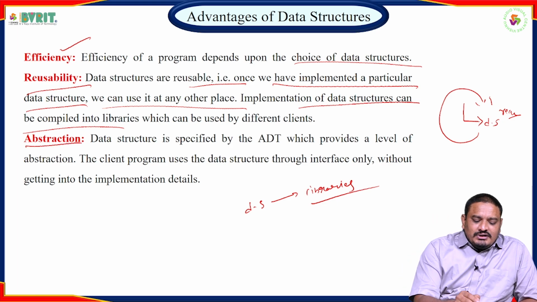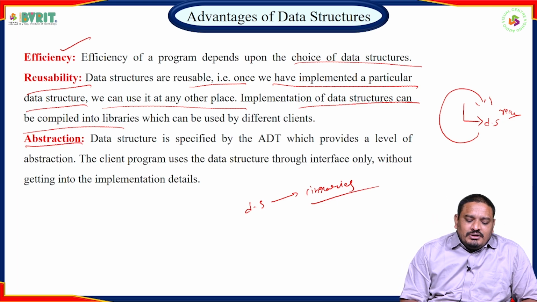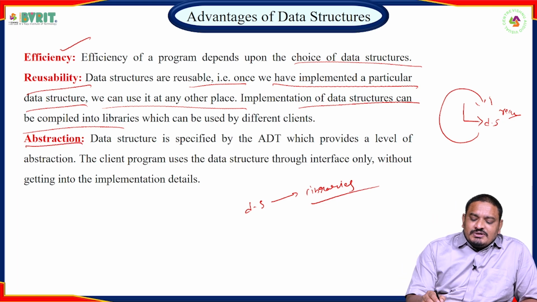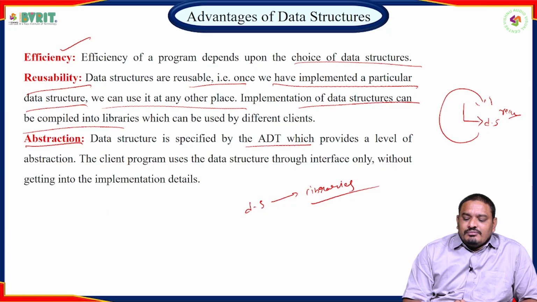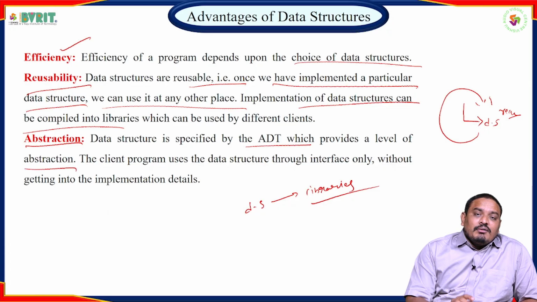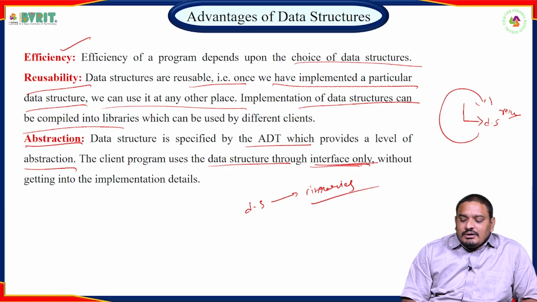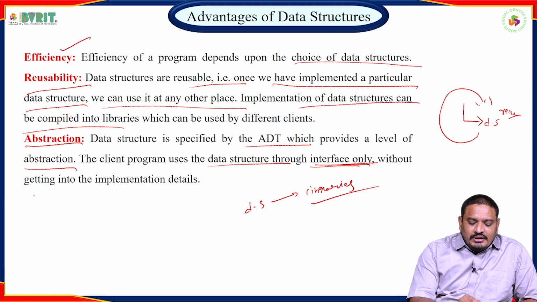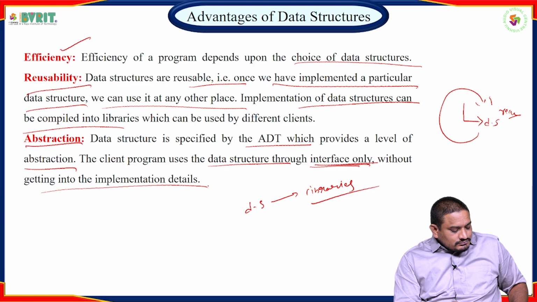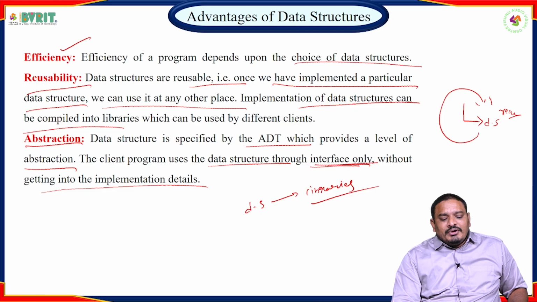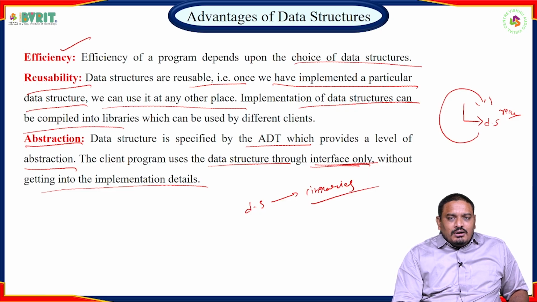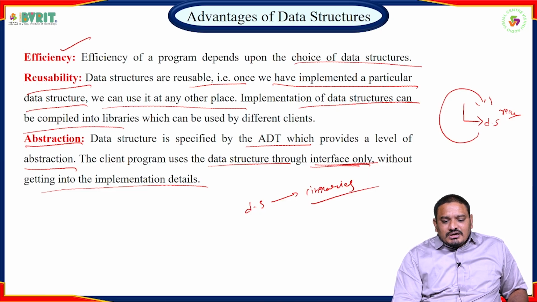The next one is data abstraction. Here the data structure is specified by an abstract data type, which provides a level of abstraction. The client program uses the data structure through the interface only, without getting any implementation details. That is the advantages of data structures.